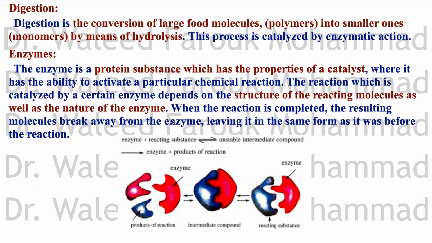Okay, now the process of digestion. Digestion simply is converting large food molecules into smaller ones by means of hydrolysis. Large molecules are called polymers and smaller ones are called monomers. And the action is catalyzed by enzymatic actions.